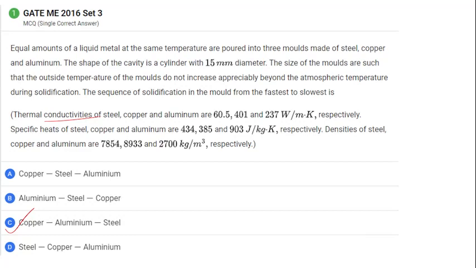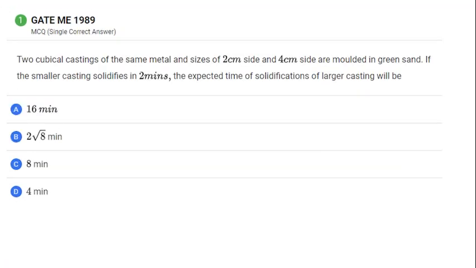Okay, C is the answer to this question. And this is only a 1 mark question, and you will not get that much time to calculate diffusivity for three materials. So this is how you will answer. Okay, any doubts? No, ma'am. Solve this question.